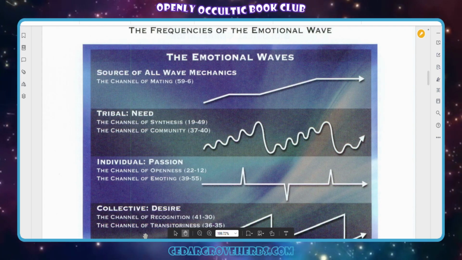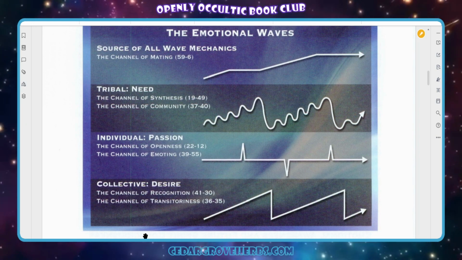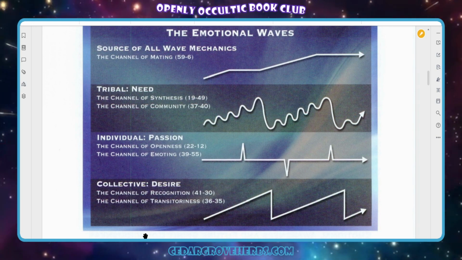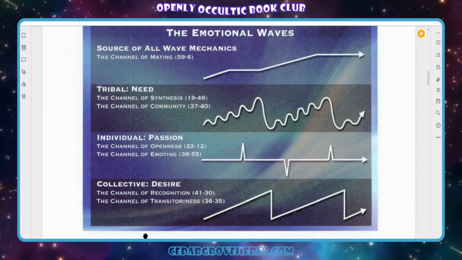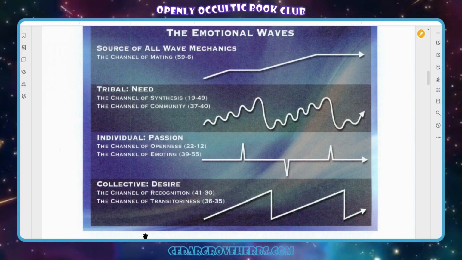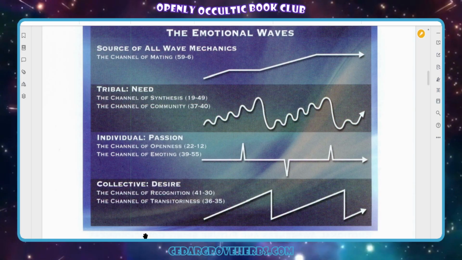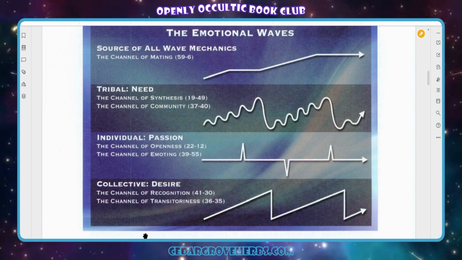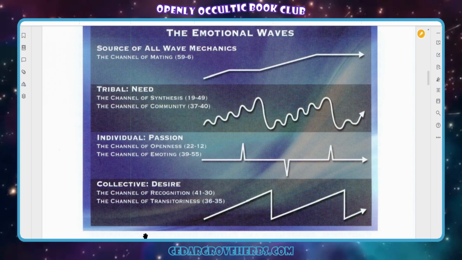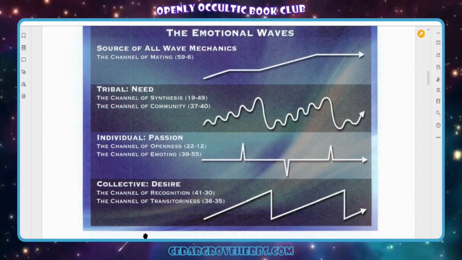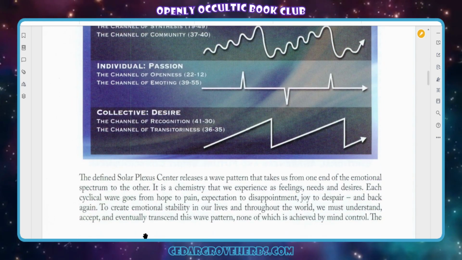And I see that that emotional wave is different than the first one we looked at. Individual, passion, the channel of openness, which is gates 22 connecting to gate 12, and the channel of emoting, gates 39 connecting to gate 55. And then you have collective, desire, which is dealing with the channel of recognition, gates 41 connecting to gate 30, and the channel of transitoriness, gate 36 connecting to gate 35.